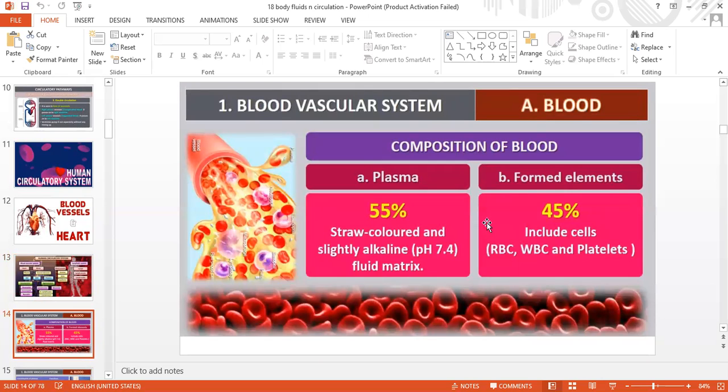Now let's talk about the blood. The first part is the composition of the blood. Blood is made up of two things: plasma and formed elements. 55% of the blood is plasma, which is straw colored and slightly alkaline. The pH is 7.4 and it forms the fluid matrix. Blood also includes about 45% of formed elements. These formed elements include the different cells, that is the RBC, WBC, and platelets, together known as the formed elements.